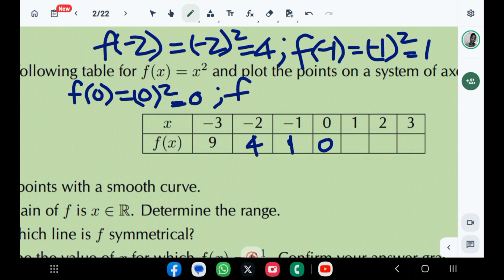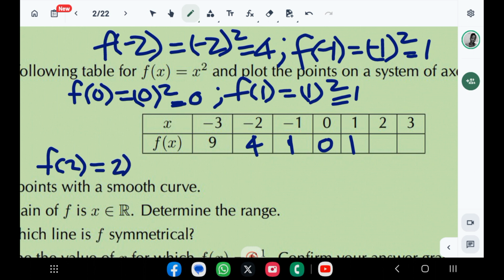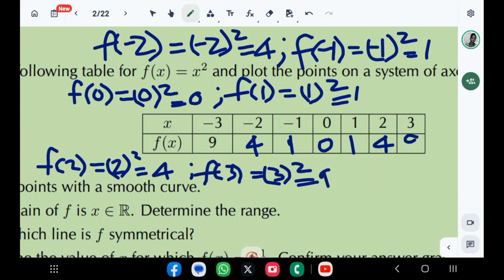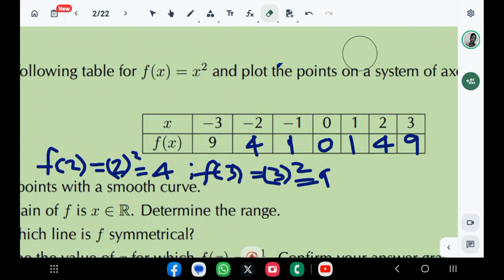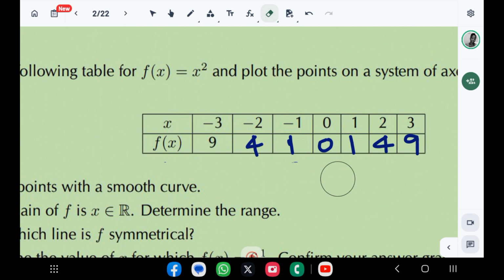f(1) equals 1 all squared, which equals 1. We'll write 1 there. f(2) equals 2 all squared, which equals 4. So we'll write 4 there. f(3) equals 3 all squared, which equals 9. So we write 9 there. Now we've got all these points sorted in a table. Now what we need to do is to plot them on a Cartesian plane. Let's clean this table up first before we can do that.